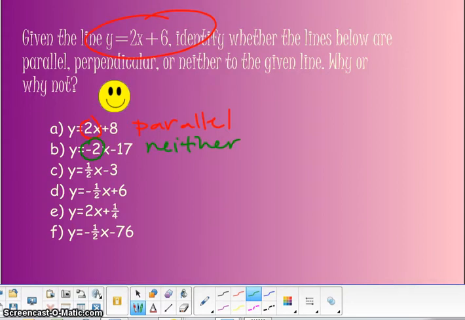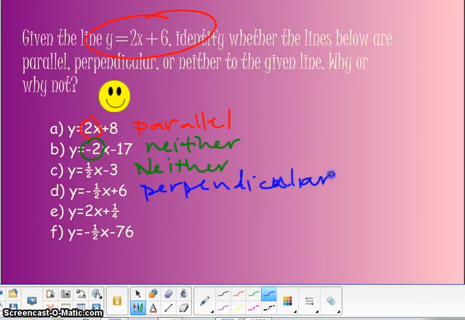The next 4, I'd like you to push pause and check in after you are complete. If you got neither for the next one, you are correct. And for D, this is our first perpendicular slope, so we would say perpendicular here. And E is the exact same slope, 2 and 2 match, so we have parallel again. And for the last one, you should have found perpendicular because it's the opposite reciprocal.